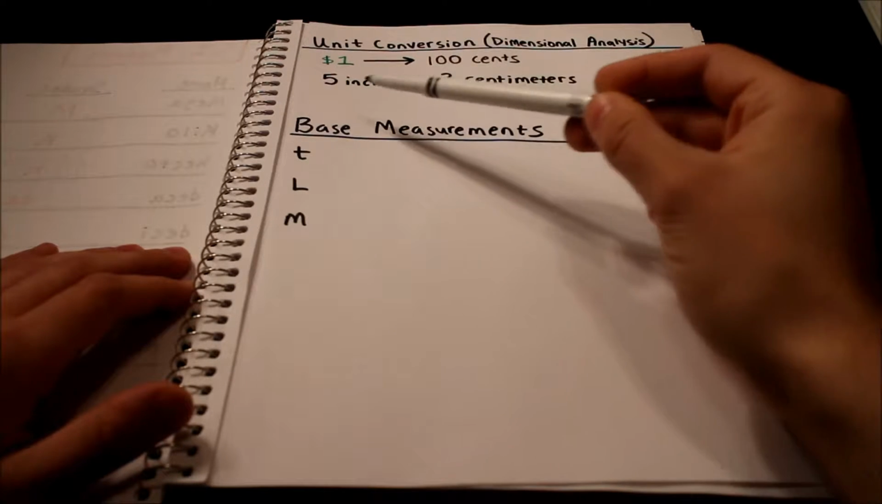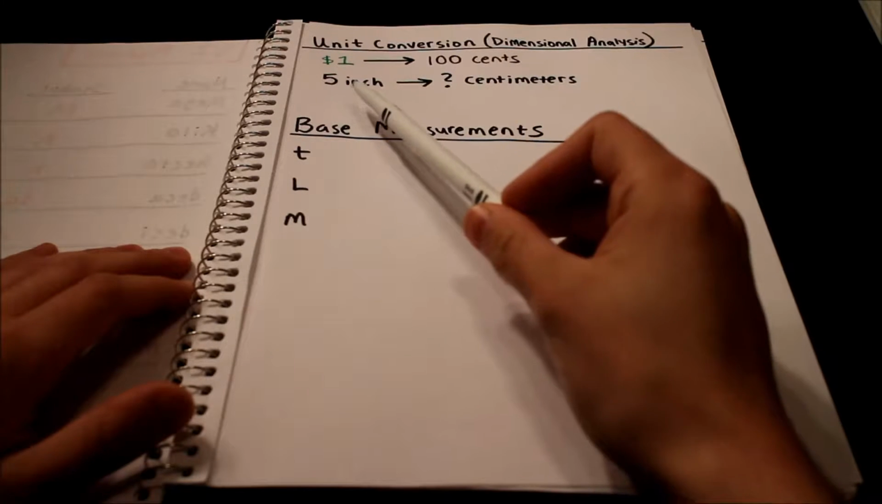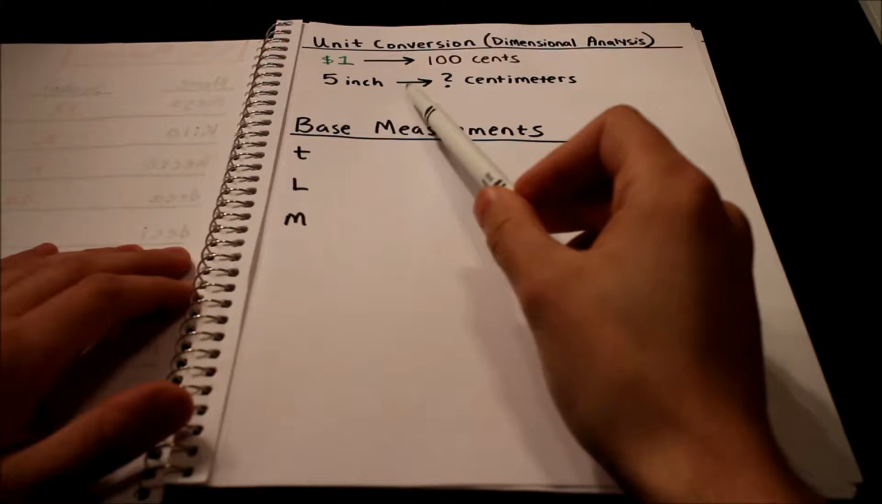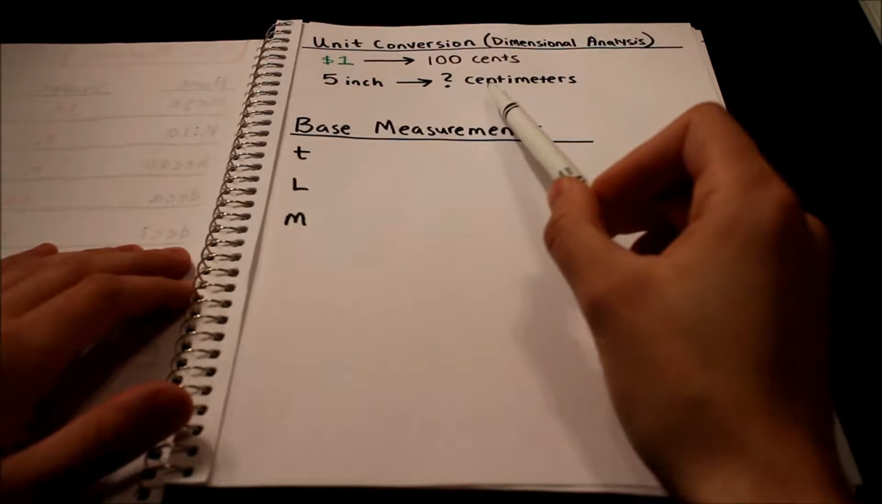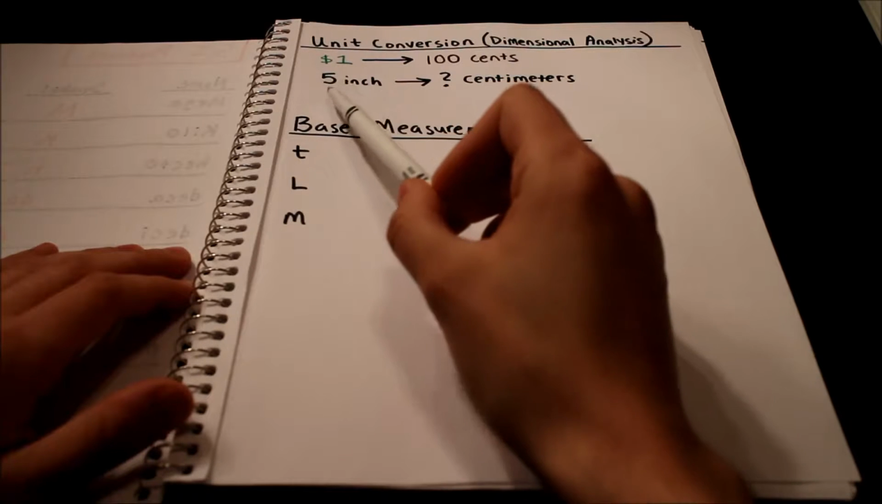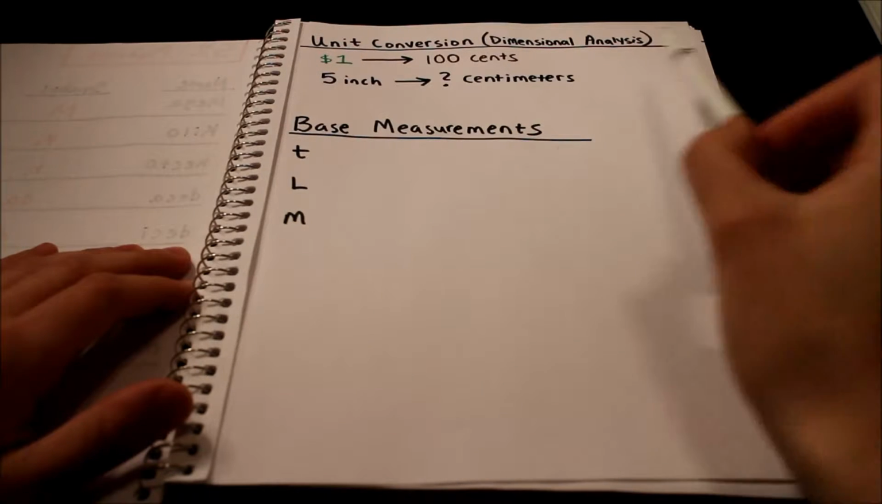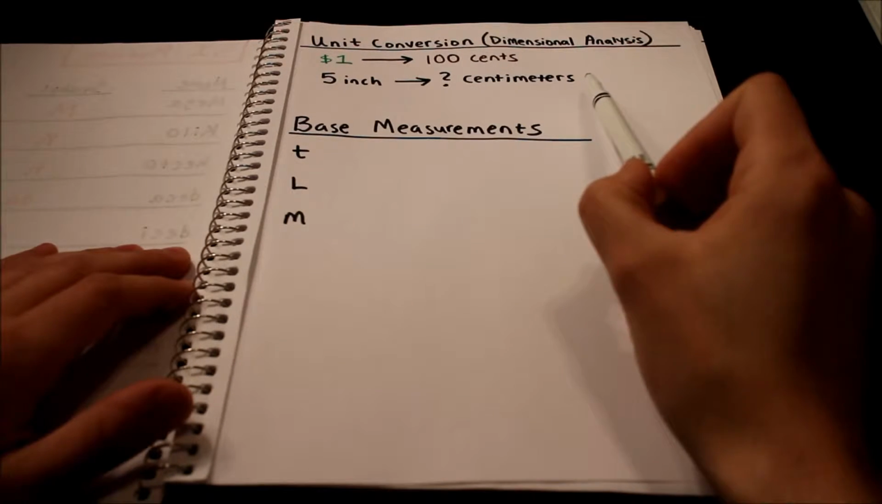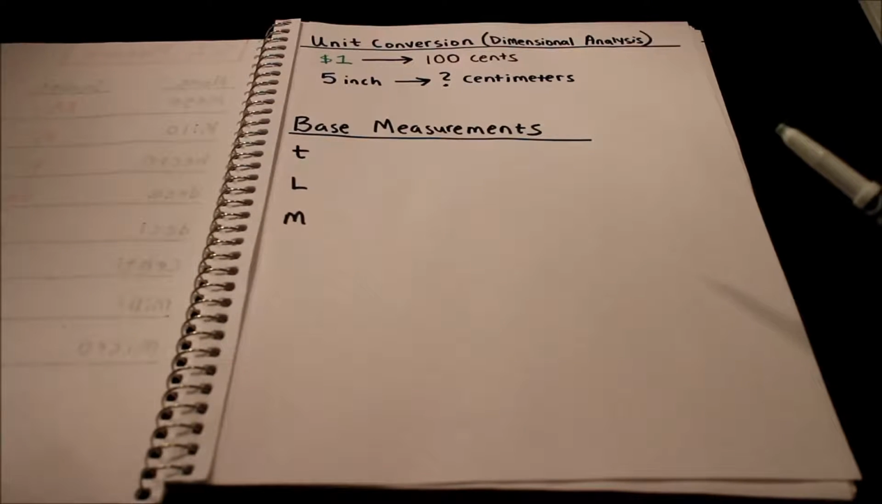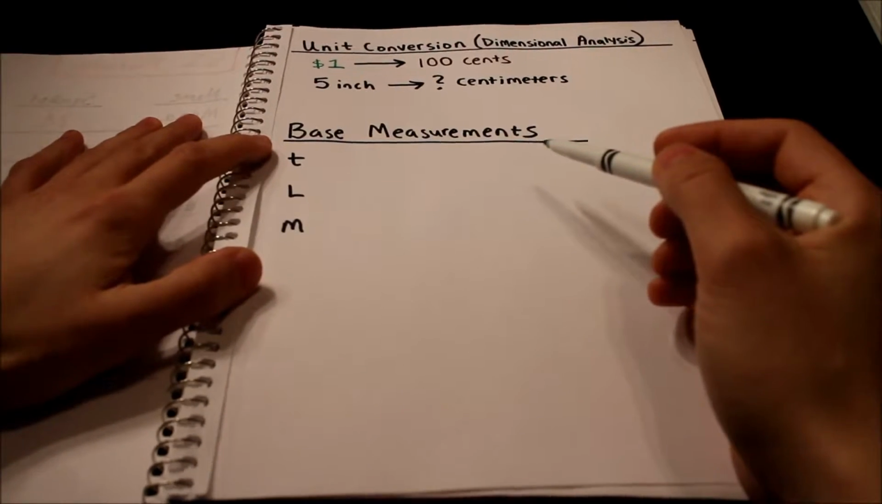So that's just a really basic example. You could also be given things like, let's say they give you a length like 5 inches and they say, hey, how many centimeters is that? So again, the basic idea is you take something that you have and you change it into something else that looks different but means the same thing. That's key. But before we actually get into some examples, I want to talk about these things called base measurements.